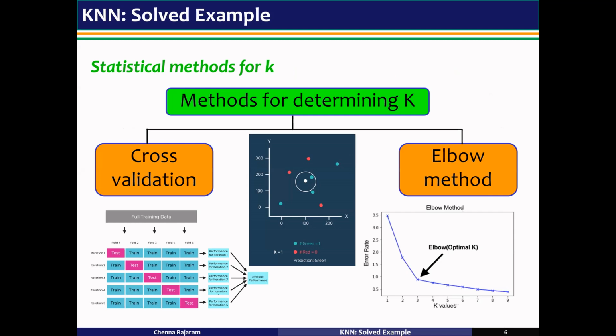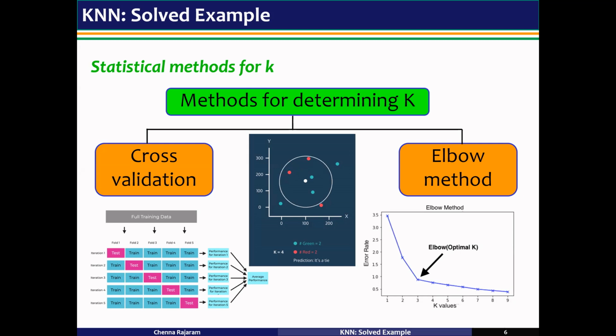The next step is statistical methods for determining K. These are the two methods for determining K: one is cross-validation and the other one is the elbow method. Cross-validation involves splitting the data into K subsets, training the model on some subsets and testing on the remaining one, then repeating for all such subsets. The value of K that results in the highest average validation accuracy is the better choice.